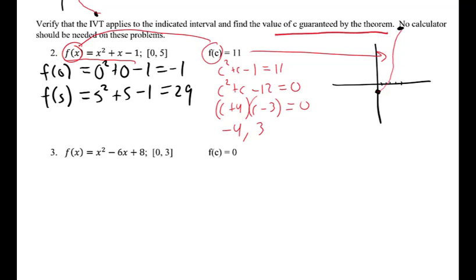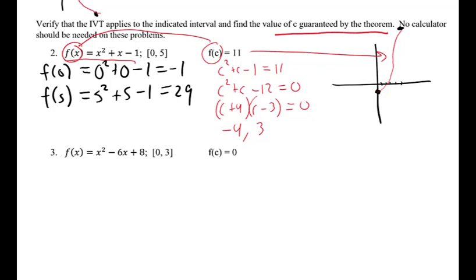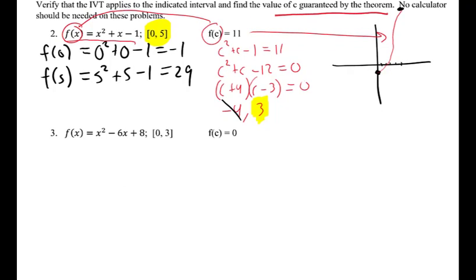The one that was guaranteed by the theorem, though, would be, well, I was really looking at values between 0 and 5, so the one between 0 and 5 is 3. So -4 also worked, but it wasn't guaranteed by the theorem, at least not the bounds that I had checked. Okay, so number 3, if you go ahead and pause and see if you can do the same thing I did for you in number 2, and then unpause the video, please.